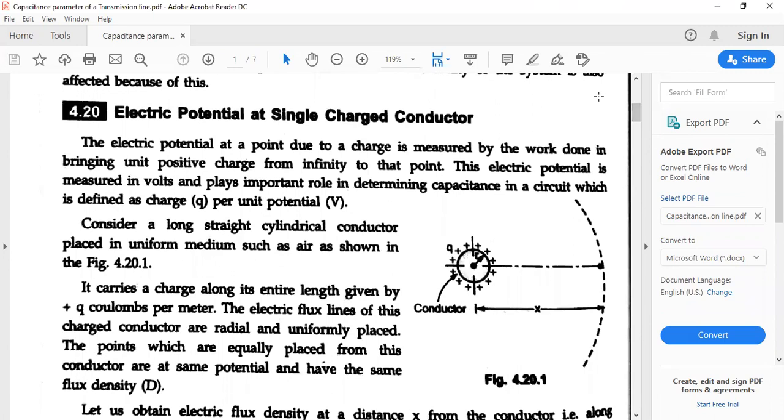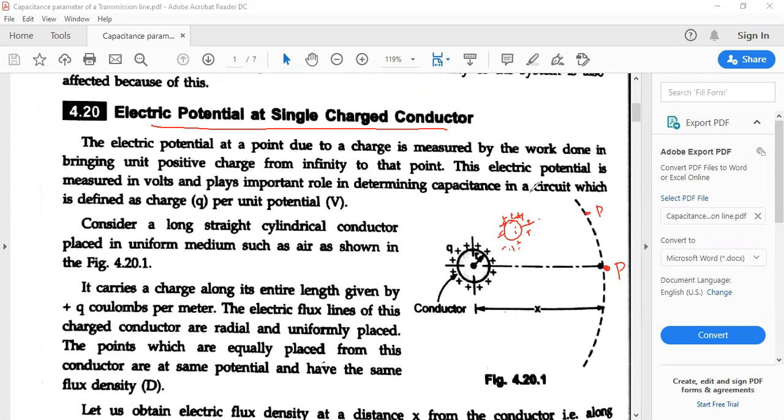Later on, we move to the next topic, which is the electric potential at a single charged conductor. Assume you have one single charge present. Let me take the radius and the diameter, and the charge on the conductor is present on the outer surface of a circular cross-sectional area of the conductor. So this is the cross-sectional area of the conductor. Let P be any point.